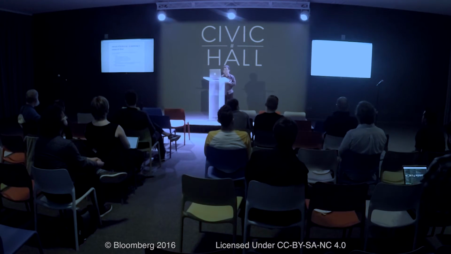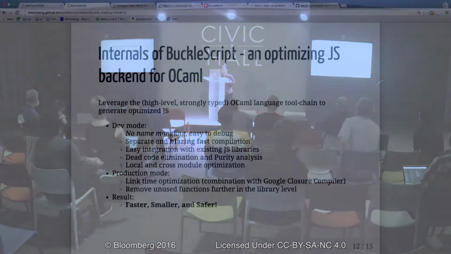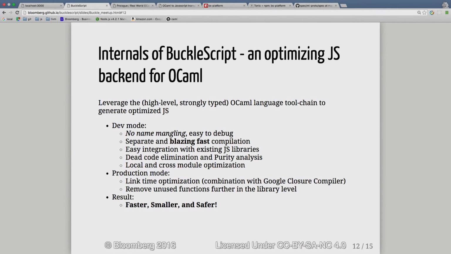So we have dev mode, and in production mode, we use the Google Closure compiler to do link time optimization and also remove unused code. The result is faster code and smaller code, and because OCaml is a type-safe language, you have more robust code. So we address that.